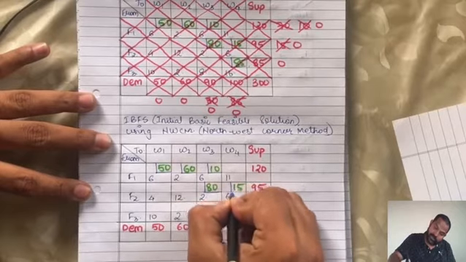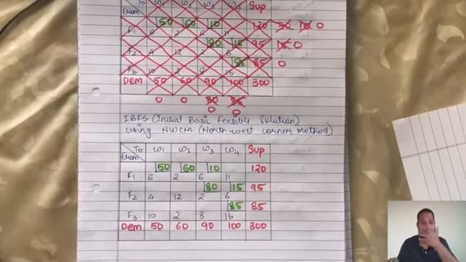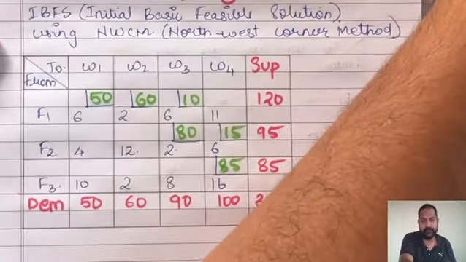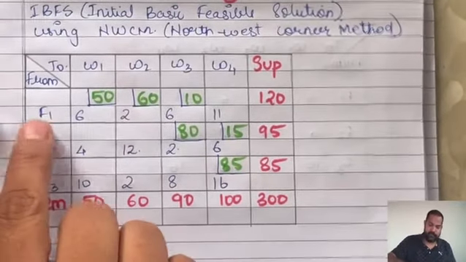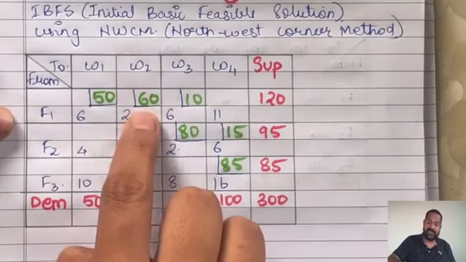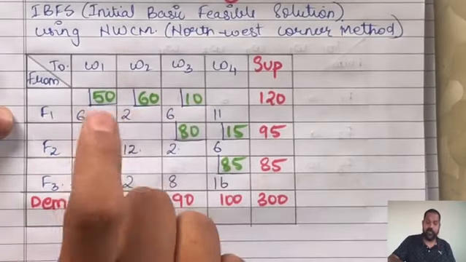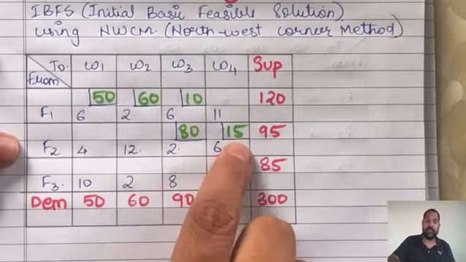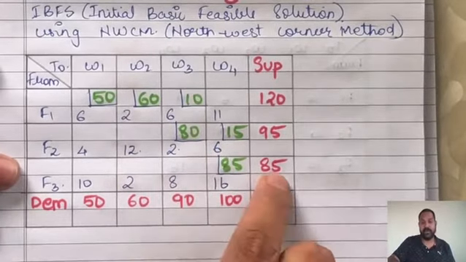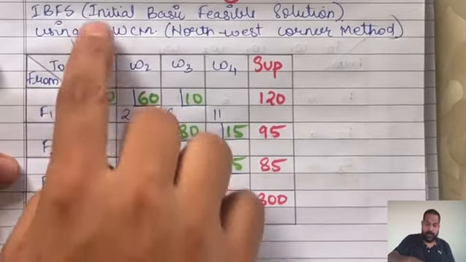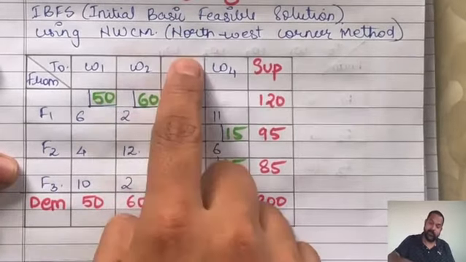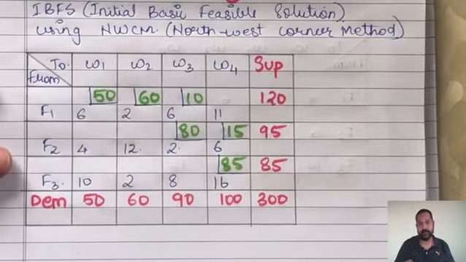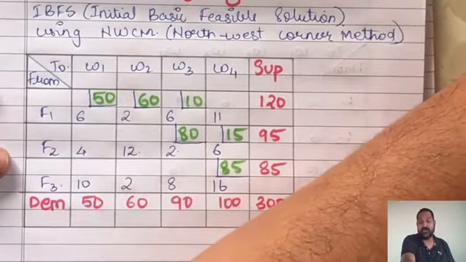Before I start doing the cost calculation, let me check if this is correct or not. Let me check if all demands and all supplies have been met properly. Fine. F1, 50 to W1, 60 to W2 and 10 to W3 is a total of 50 plus 60 is 110 plus another 10 is 120. Perfect. F2, 80, 15, 95. F3, 85, 85. Perfect. W1, 50, W2, 60, W3, 10, 80, 90, W4, 15, 85, 100. Perfect. Fine. Then let's start doing the cost calculations.